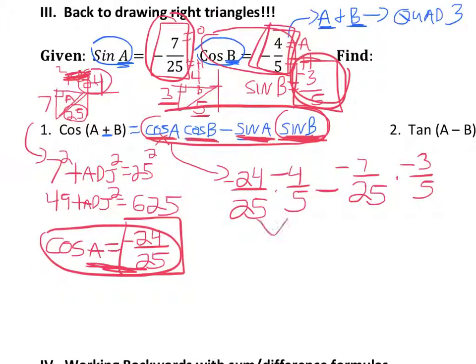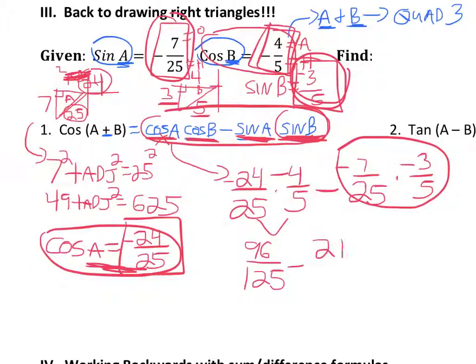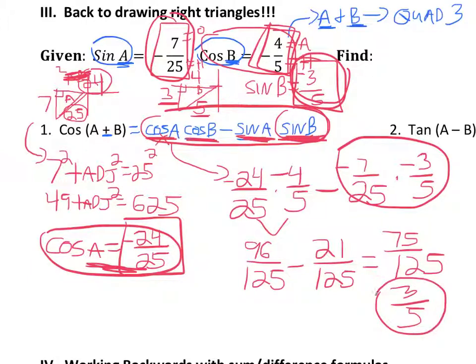If I multiply this, negative 24 times negative 4 gives me 96, and 25 times 5 is 125. Then for this, negative 7 times negative 3 is positive 21, and 25 times 5 is 125. After you subtract, 96 minus 21 is 75. 75 over 125 reduces to 3/5. This is probably one of the hardest problems you'll see. You had to draw two right triangles, but once you get the trig values for everything in the formula, you just plug them in and evaluate it.